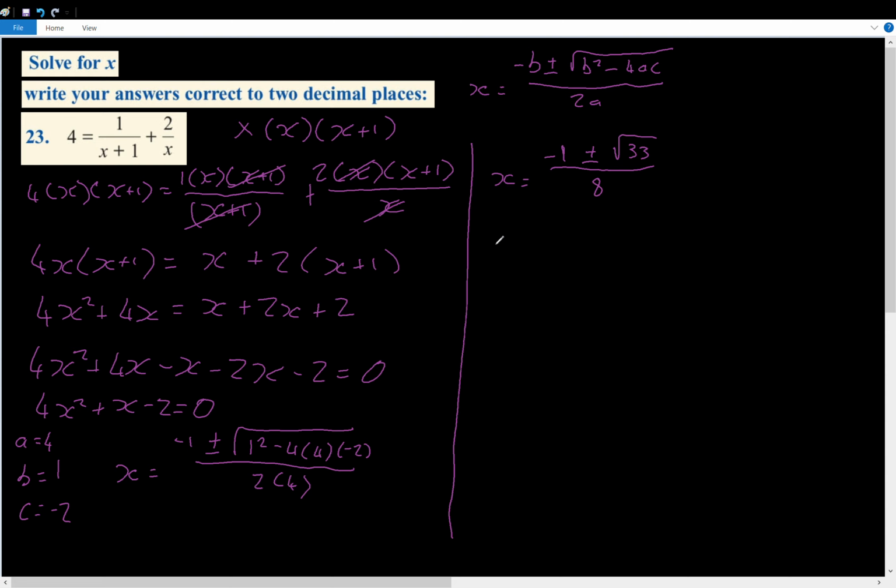And now we're going to split this up in order to start getting a solution. So we're going to have x is equal to minus 1 plus root 33 over 8, and x is equal to minus 1 minus root 33 all over 8, like that. And at this point we're going to have to go to a calculator to get these solved. So for minus 1 plus root 33 over 8, rounding to 2 decimal places, we're going to get x is equal to 0.59, and for x equals minus 1 minus root 33 all over 8, rounding to 2 decimal places, we're going to get x is equal to minus 0.84. And that is that.